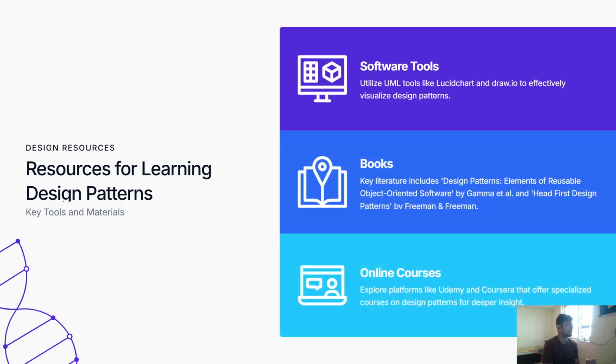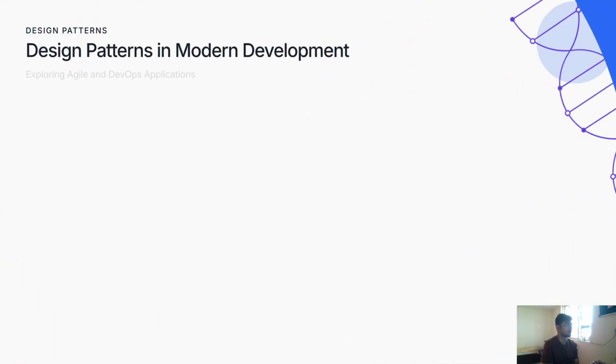Resources for learning design patterns. Software tools: utilize UML tools like Lucidchart or Draw.io to efficiently visualize design patterns. Books: Design Patterns: Elements of Reusable Object-Oriented Software by Gamma and Head First Design Patterns by Freeman and Freeman. Online courses on Udemy and Coursera can also help you with all of these design patterns.